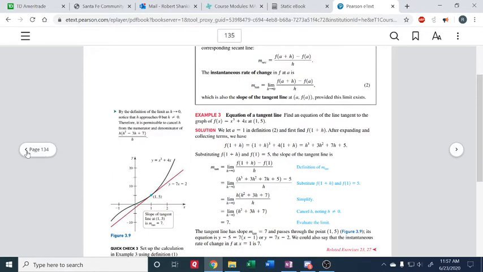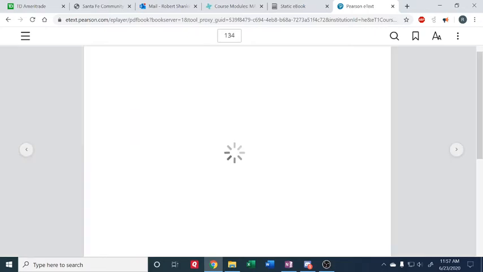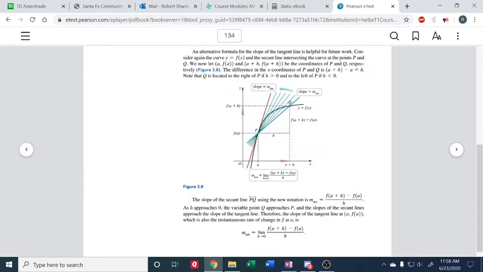And if we go to the page right before that, it shows the picture. A plus h, the gap between them, they show the h right here. As h goes to 0, it brings the second point closer and closer to the first, and the slopes of the green lines become better and better estimates of the slope of the red line. And the limit of those slopes is exactly the slope of the red line, right there.